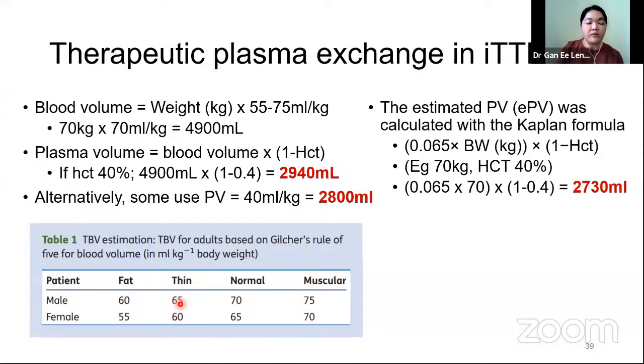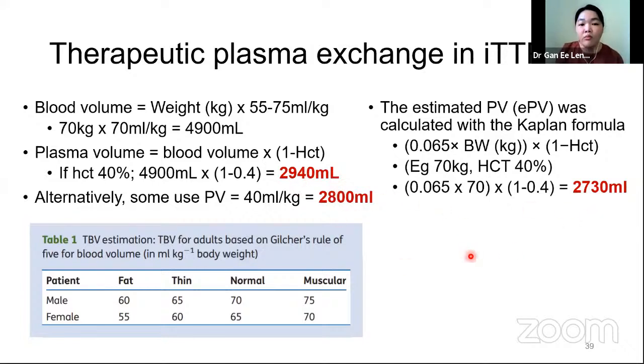So this is a formula where you need the patient's weight, the patient's hematocrit, and you also need to remember Gilcher's rule of 5. A very simple way, sometimes we use 40 ml per kg for all adult cases. If you follow this calculation, for a patient of 70 kilo, I will get 2.8 liters. If you want to follow Kaplan's formula, the very famous 0.065 multiplied by body weight multiplied by 1 minus hematocrit, taking the same example, same patient, 70 kilo, hematocrit 40%, I will get 2.73 liters. So 2.9, 2.8, 2.73.